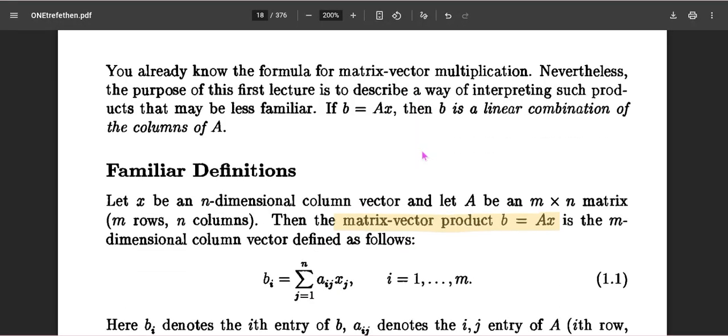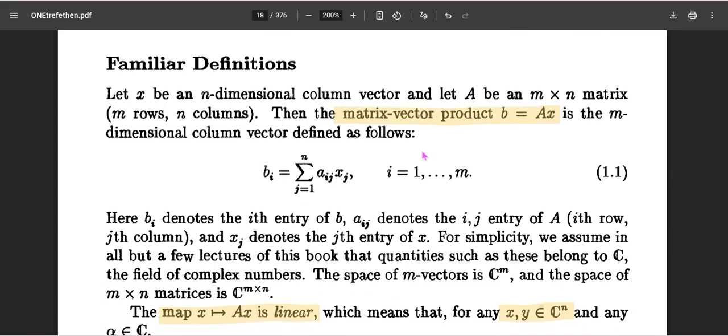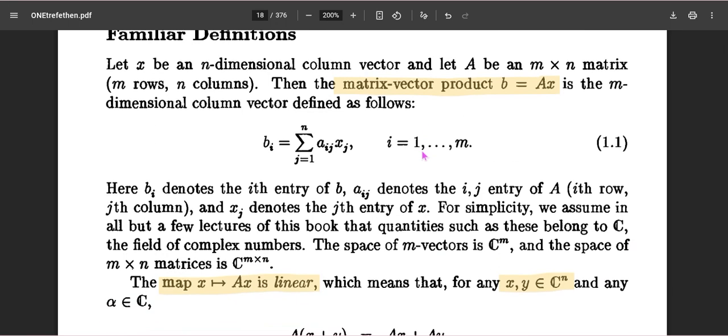We all know what matrix vector multiplication is, and it results in another vector called b, and each element of the vector b, like b_i, is the inner product of the vector x with that particular ith row of A. But this notion of the inner product between every row and the vector x is the general concept. In this chapter we will have a different interpretation based on the linear mapping.